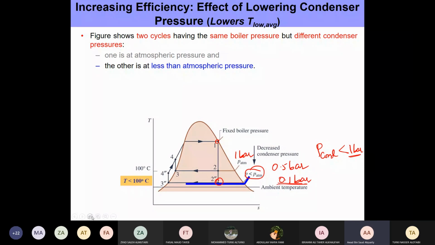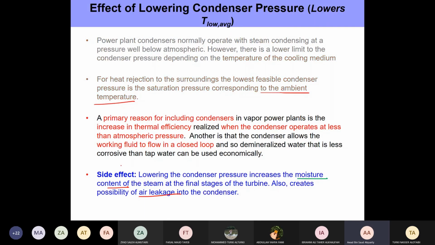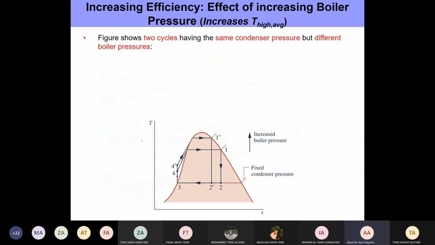All right, thanks. So then let's look into the other option. One option was to lower the temperature of heat rejection. The other option obviously is to increase the temperature of heat addition. We already played with reducing the temperature of heat rejection. Now for the temperature of heat addition, we can increase it, and one simple way of doing so is simply by increasing the boiler pressure.